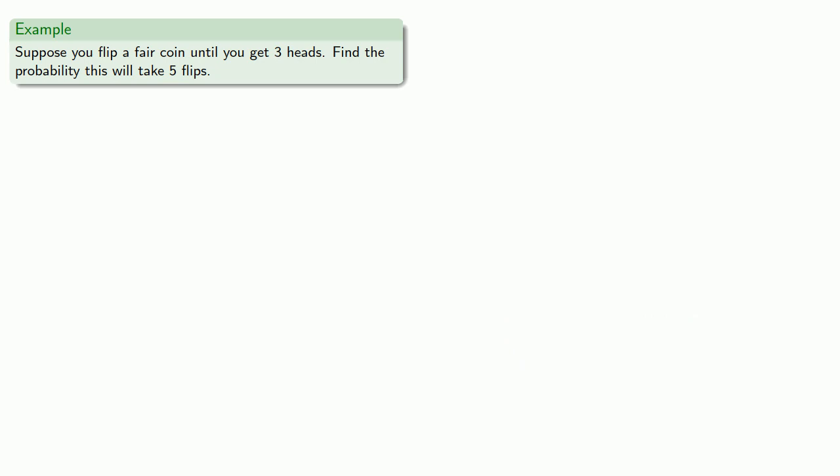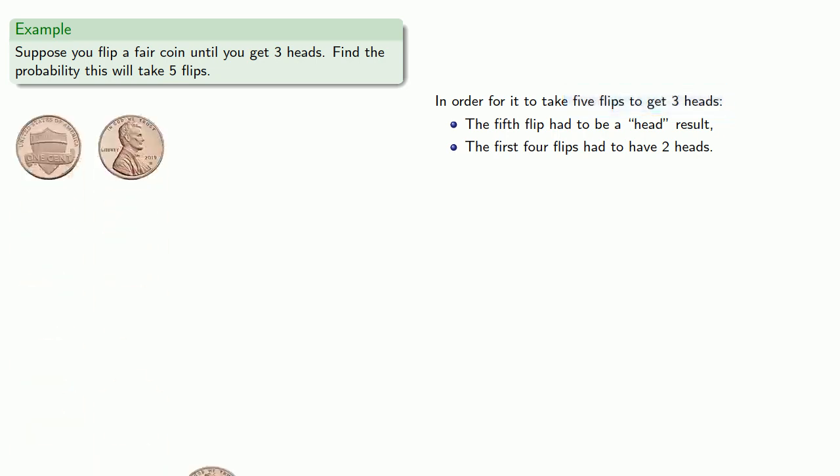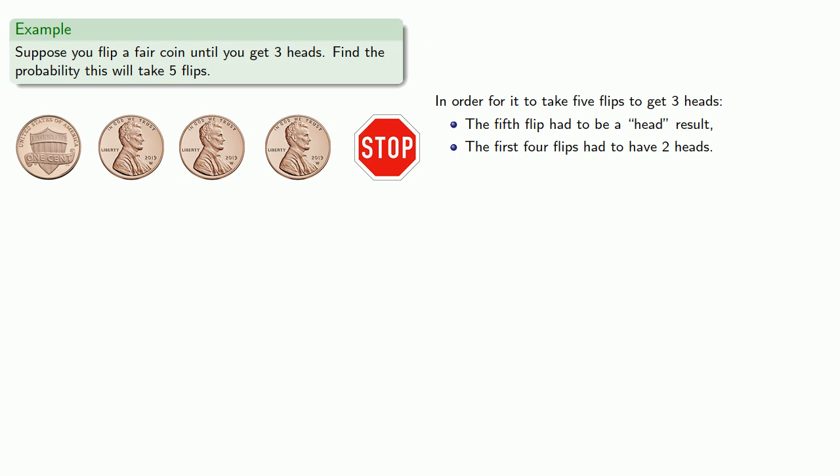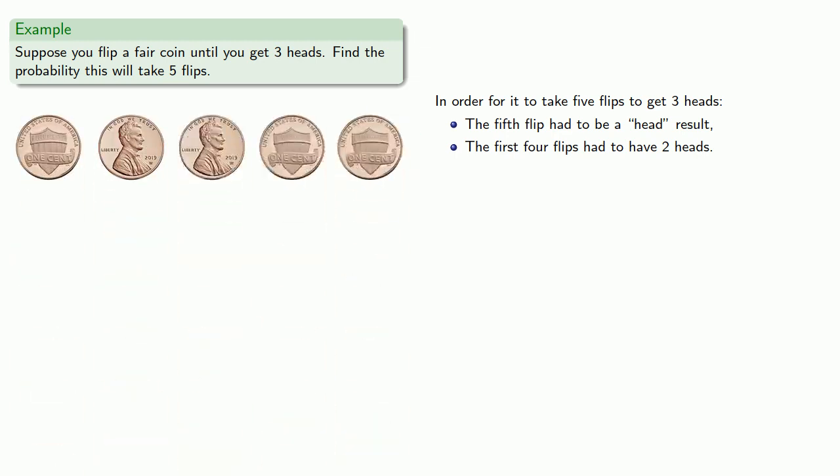And in fact, we can go a little bit further. In order for it to take 5 flips to get 3 heads, the 5th flip had to be a head result, and the first 4 flips had to have 2 heads. And this is the only way it would have taken us 5 flips to get 3 heads. If the first 4 flips had more than 2 heads, we would have stopped earlier, and if the 5th flip wasn't a head, then we'd keep going.